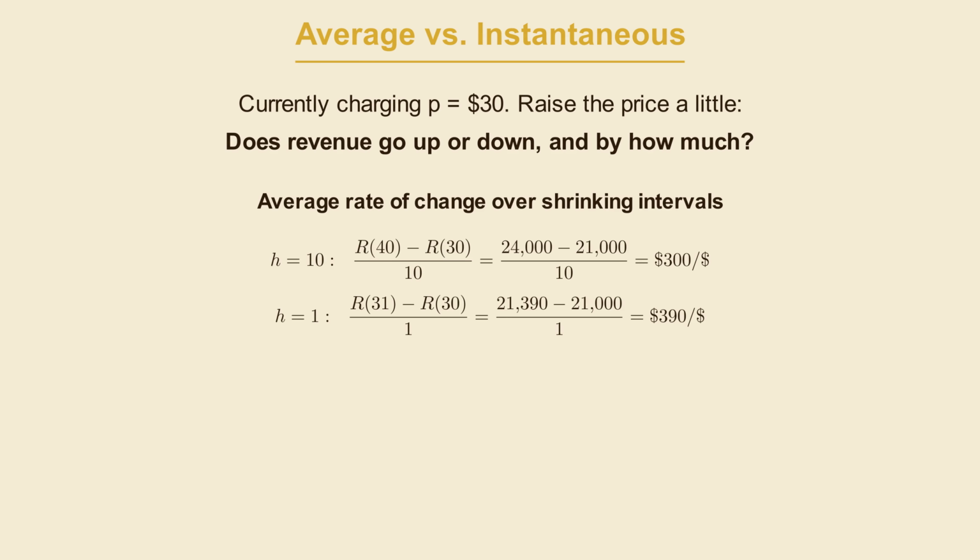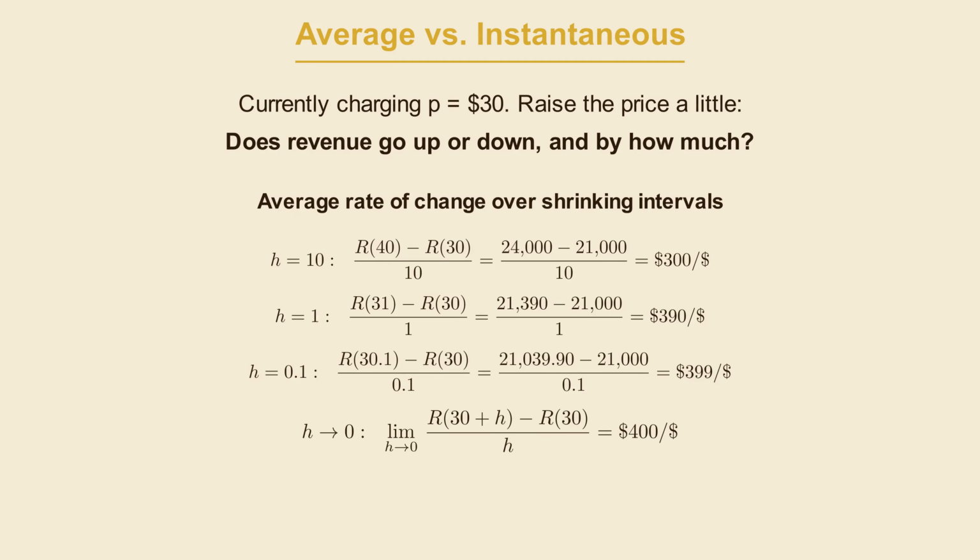So instead of going from 30 to 31, we could go, for example, from 30 to 30.1. Revenue at 30.1 ends up being around $21,039.90. That's a change of $39.90 over a price change of 10 cents. So the average rate of change is $399 per dollar price increase. You can see the pattern here. As we make the interval smaller and smaller, that ratio keeps settling in closer and closer to 400.